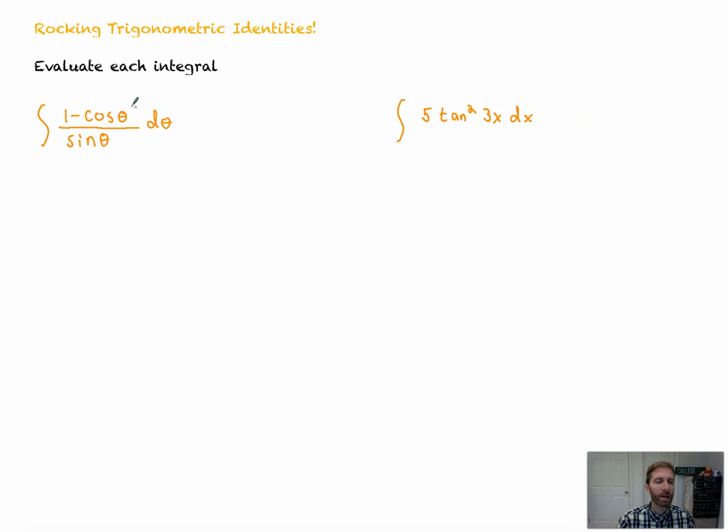Let's check these out. So in this first one, you've got 1 minus cosine theta over sine theta. Now, with this kind of problem, I like to multiply by the conjugate top and bottom. It's not the only way to do it. You could actually split into fractions and do 1 over sine theta minus cosine over sine theta and rock and roll from there. But again, I prefer to multiply top and bottom by 1 plus cosine theta because, you're going to see in a second, that brings into play a very neat identity.